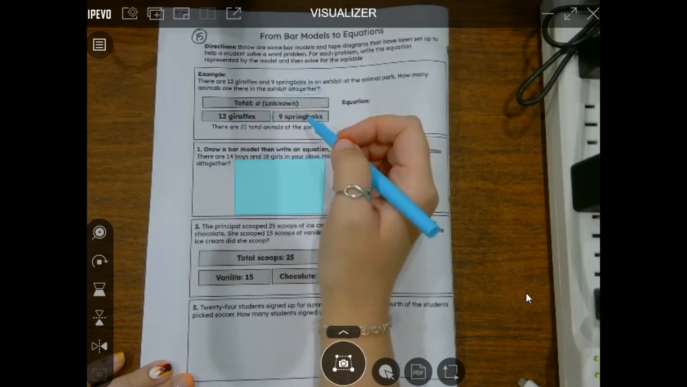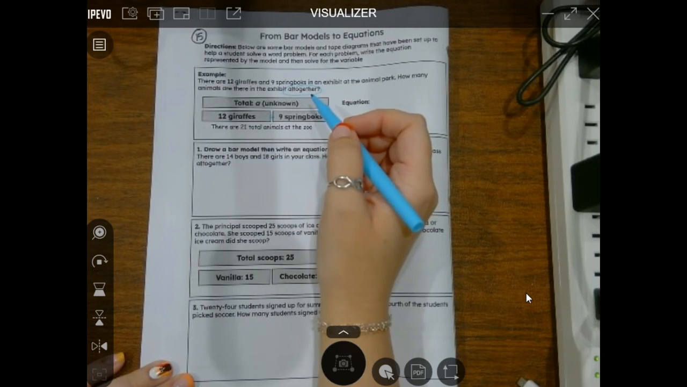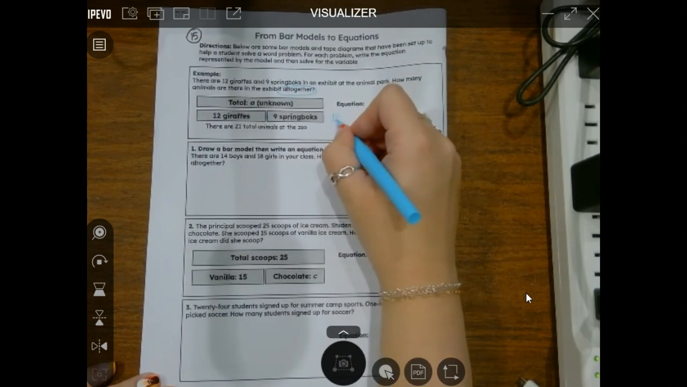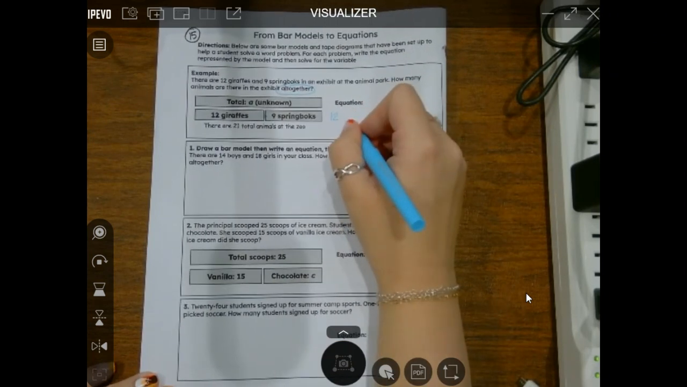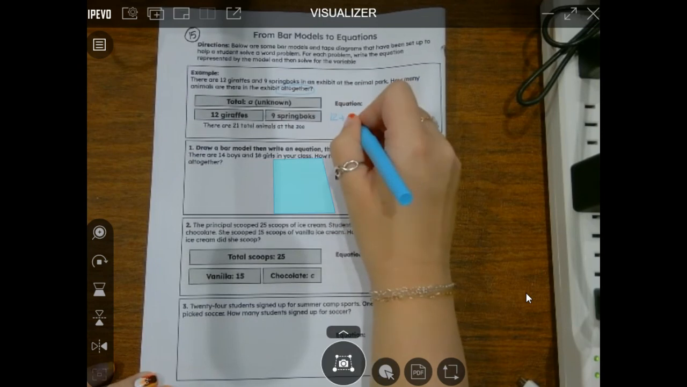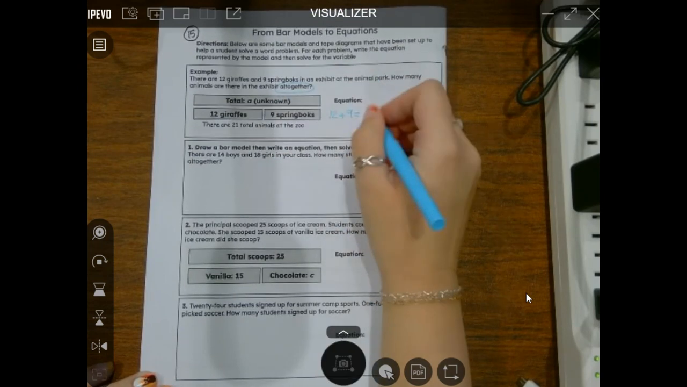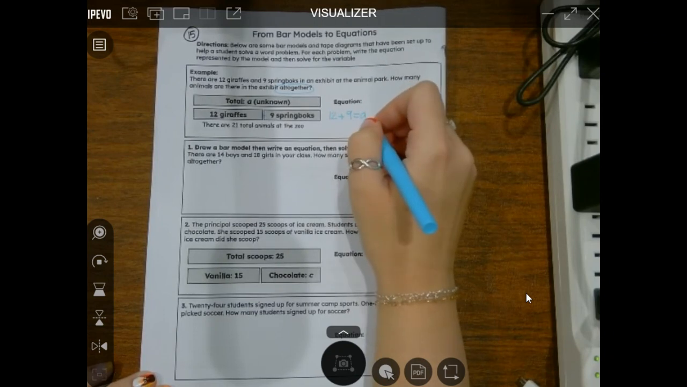Now, I can see that from the word problem up here, but even if I didn't have that hint of the word problem, just by looking at this, you can see, oh, hey, I'm going to take this guy, the 12 giraffes, plus this guy, the 9, and together it should equal that total that we don't know. And they told me to use the variable of A.